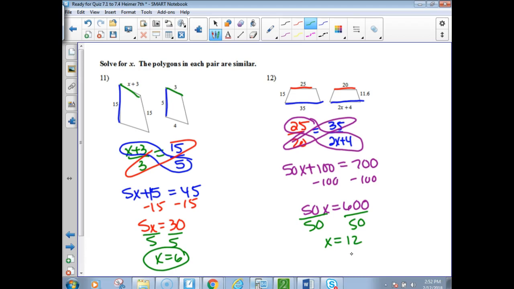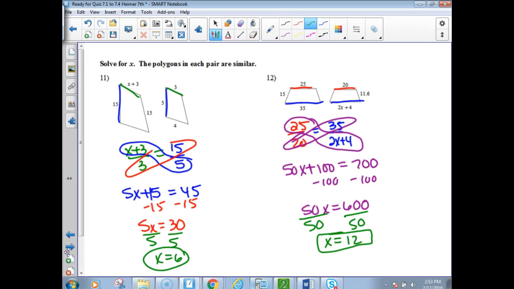Oh, I know what you did. You plugged 12 back in, didn't you? Well, good job. Yeah, if you wanted to know the length of that side, it would be 28. All we needed to do is find x. Or did you maybe try to figure out what would make the proportion true?